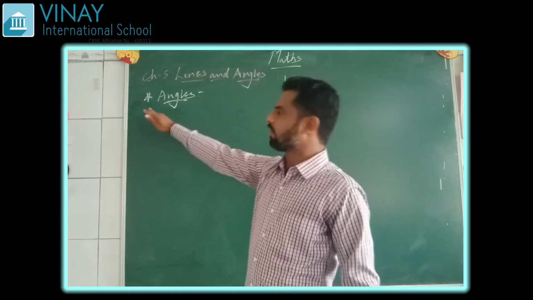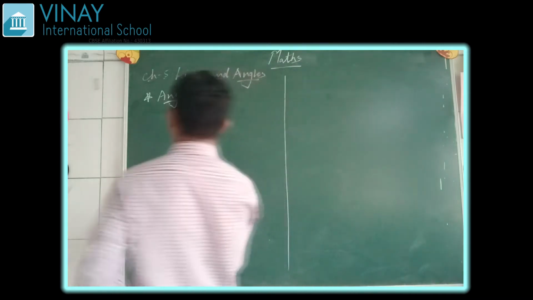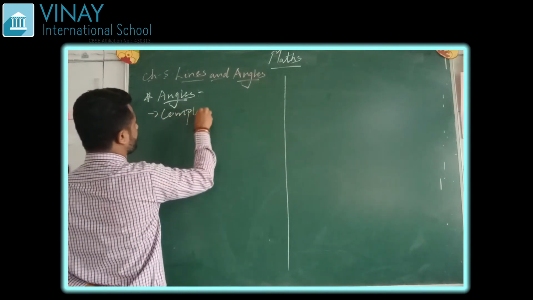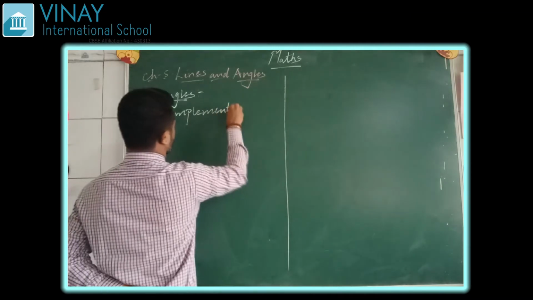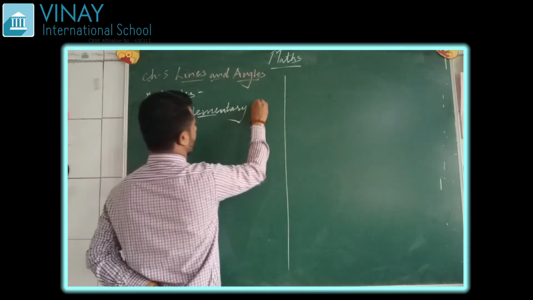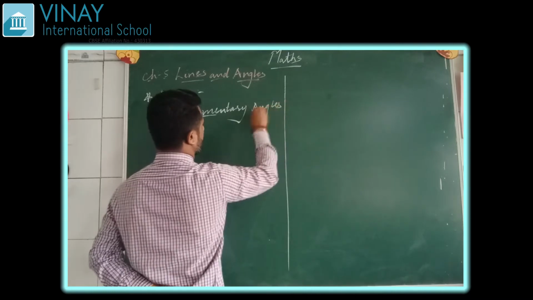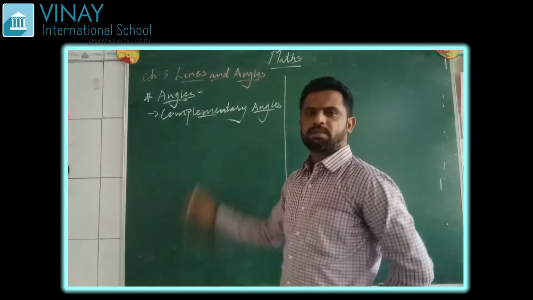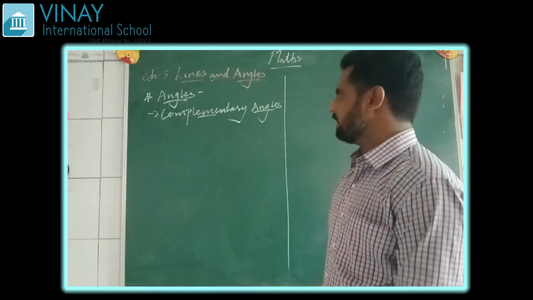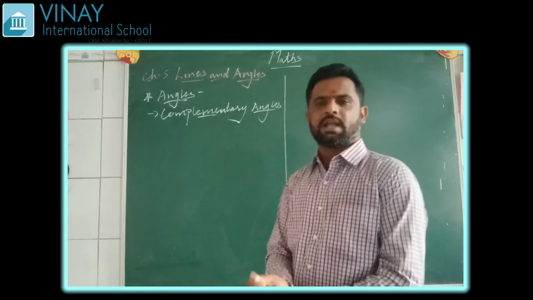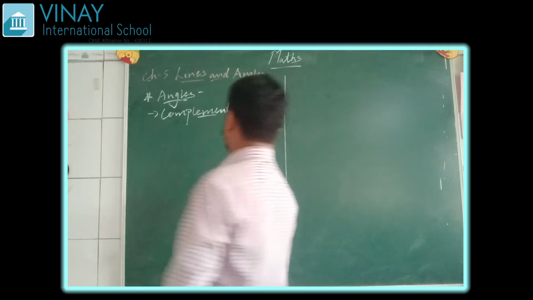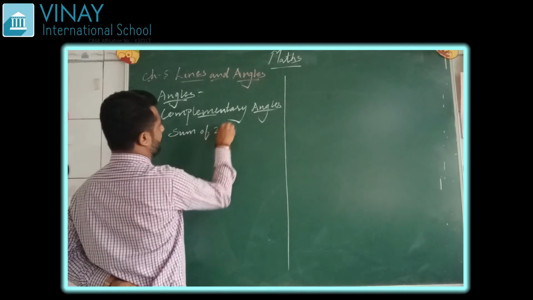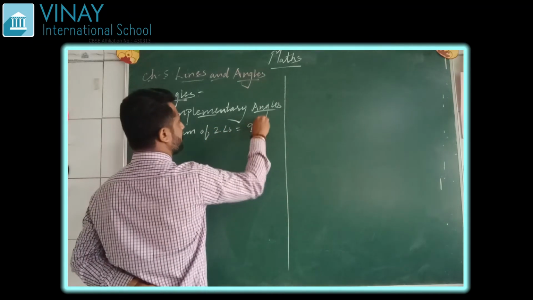Let us begin with complementary angles. Complementary angle means if the sum of two angles is equal to 90 degrees, then they are called complementary angles.